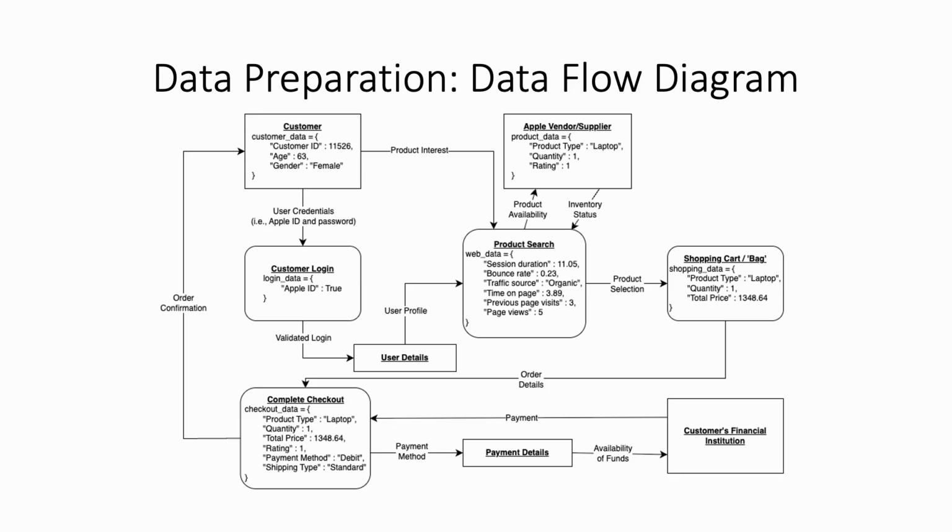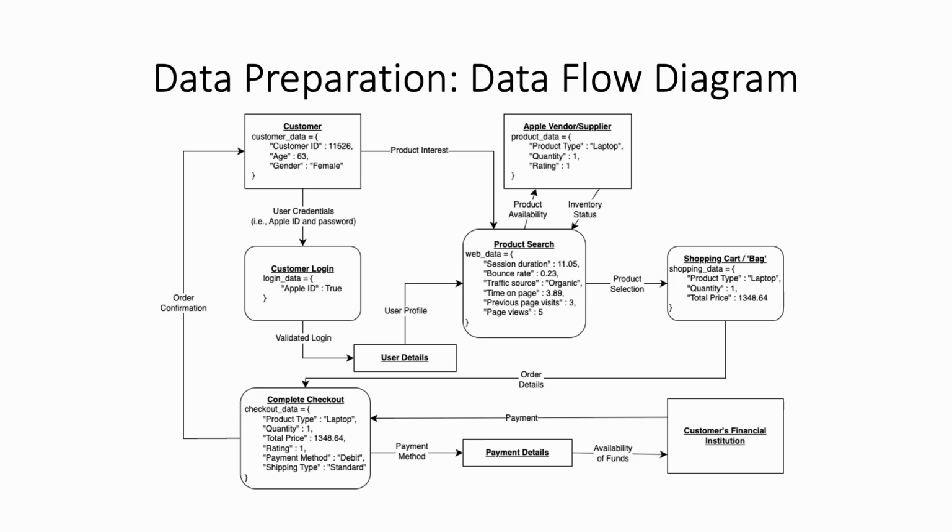Walking through this diagram, a customer, identified by a specific customer ID, age, and gender, can access Apple's website either as a guest or as a member using his or her user credentials. Once a customer accesses the website and views different products and pages, the web and marketing data fields will be recorded as part of the product search bubble. Additionally, as customers view different products and toggle different features within different website pages, the system will verify with Apple's supplier and return the respective inventory statuses, such as the product type, quantity, and ratings based on product availability.